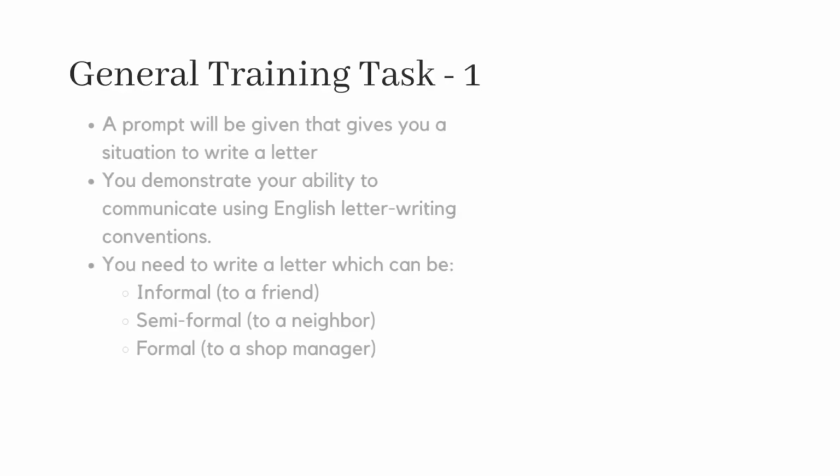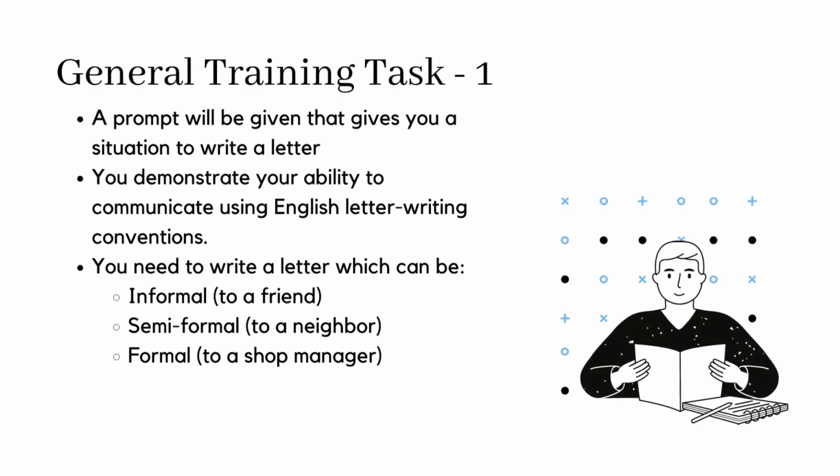Now let us see the information about the task 1 in general training IELTS. In general training task 1, a prompt will be given that gives you a situation to write a letter. Here you demonstrate your ability to communicate using English letter writing conventions. You need to write a letter which can be of different types, such as informal letter, which you can write to a person whom you can call by name. For example, to a friend, to a younger sibling, and so on.